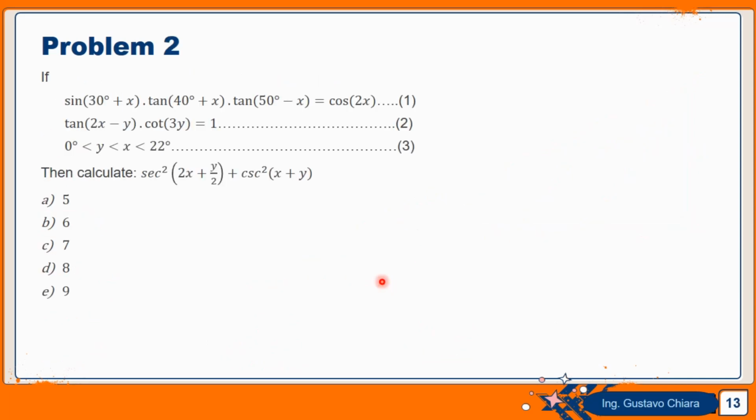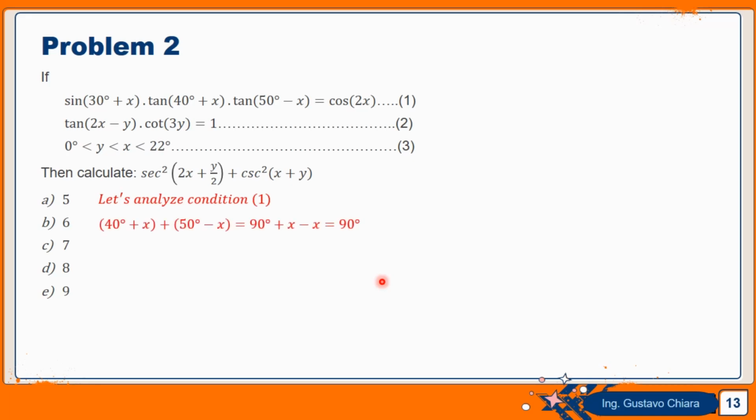Problem number 2. If sine of (30 degrees plus x) multiplied by tangent of (40 degrees plus x) multiplied by tangent of (50 degrees minus x) is equal to cosine of 2x, and tangent of 2x minus y multiplied by cotangent of 3y is equal to 1, and this is the first condition, we need to calculate this expression. Well, let's analyze condition number 1.